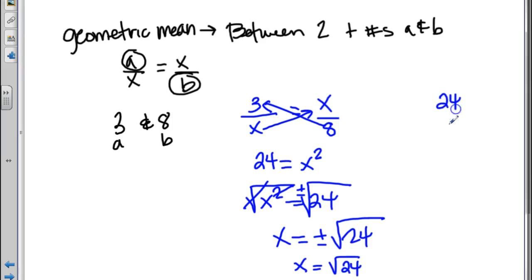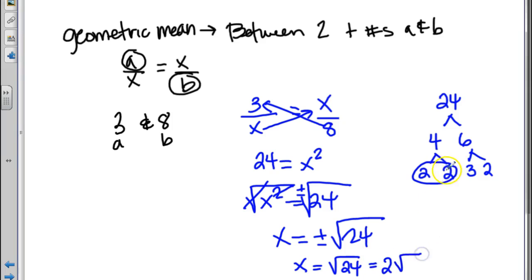Now, there's probably a perfect square in here. So I see that 24 can be broken down into 2 times 2 times 3 times 2. Because there are two of these, or because the square root of 4 is 2, I can take a 2 out. So I'm going to take that out since there's a pair. These guys have to stay in because there's only one of each of them, and 3 times 2 is 6. So 2 times the square root of 6 is my answer, or the square root of 24 for the geometric mean.